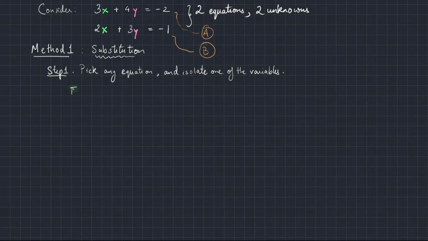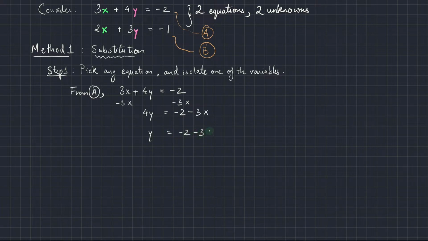So from A, we can go 3x plus 4y equals -2. Now to isolate for y, I need to move the 3x to the other side, subtracting 3x from both sides. We have 4y equals -2 minus 3x. And solving for y, we have y equals (-2 minus 3x) over 4. What I did is divide both sides of this equation by 4. This is the end of step 1.